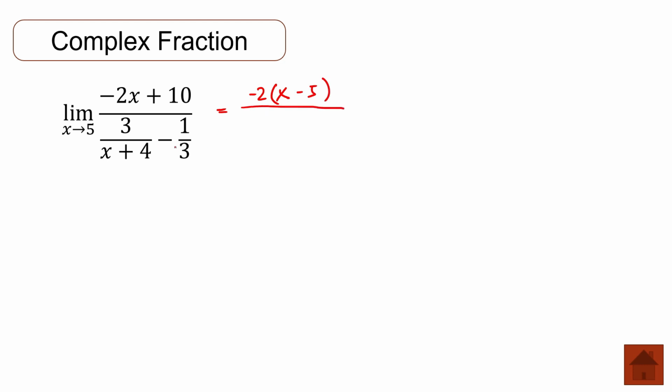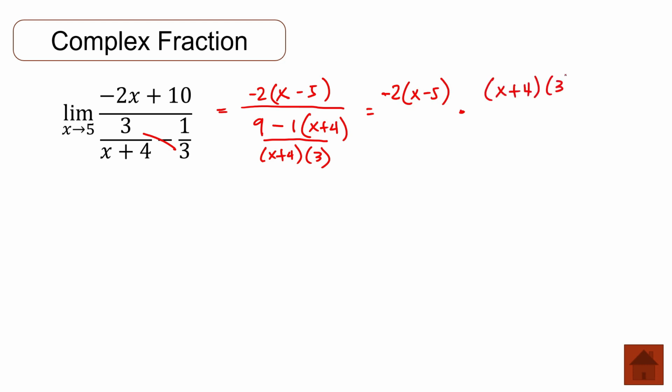Now in the denominator, we will do that butterfly method because the denominators are different. The denominator, multiply them, x plus 4 times 3. And then we cross multiply. 3 times 3 is 9, minus, I'll put the 1 here, and then x plus 4. And then this will be equal to the entire numerator, which is negative 2 times x minus 5, times the reciprocal of what we have in the denominator. So negative 2 times x minus 5 times x plus 4 times 3 all over 9 minus x minus 4.